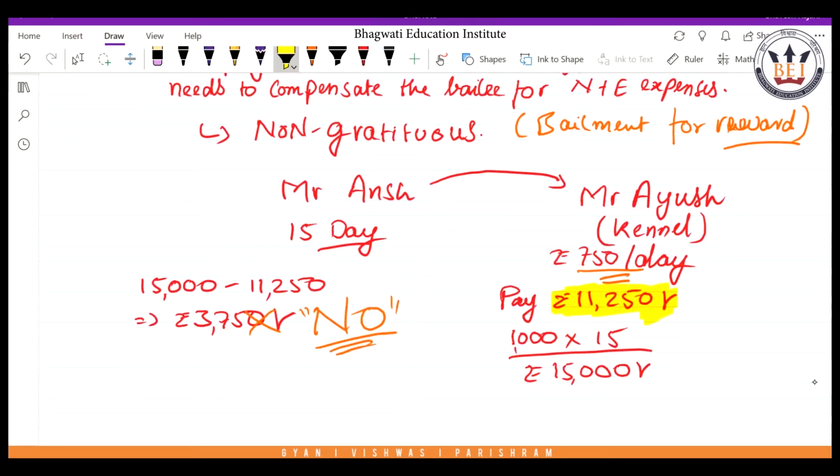Obviously, if the dog would have eaten less and had a lesser maintenance expenditure for 15 days, let us say 100 rupees a day, then Ayush would have made a killing. He would have spent only 100 rupees into 15 days, that is 1,500 bucks, and he would have made a lot of profit. He wouldn't have given it to Ansh, right? So it is contemplated that all necessary expenditure are automatically incorporated in case of non-gratuitous bailment.